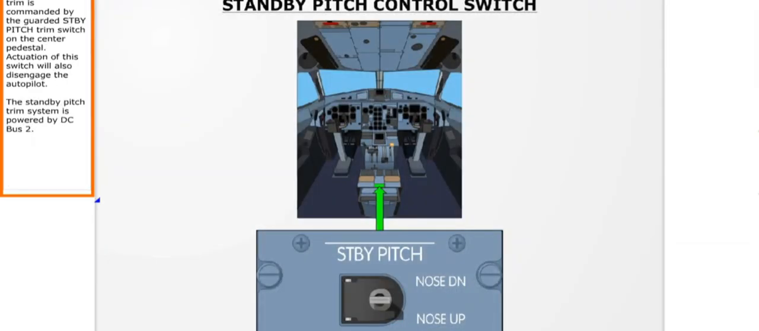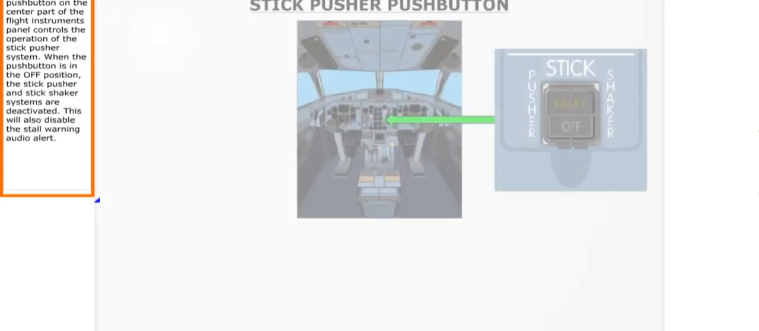Standby pitch trim is commanded by the guarded standby pitch trim switch on the center pedestal. Actuation of this switch will also disengage the autopilot. The standby pitch trim system is powered by DC bus 2.